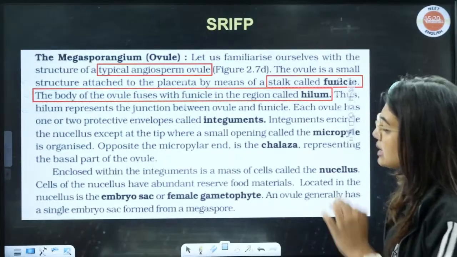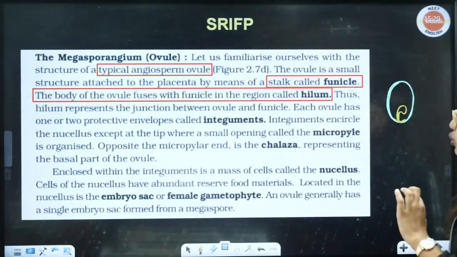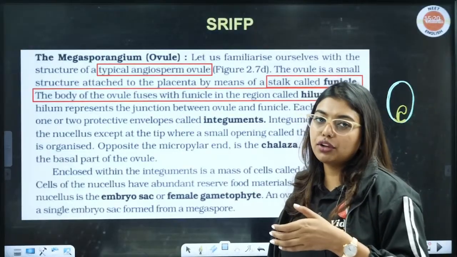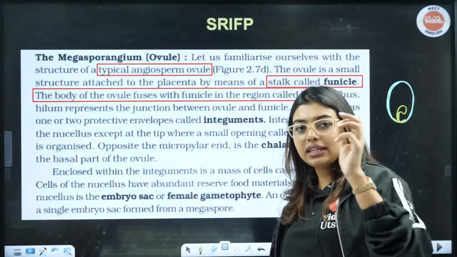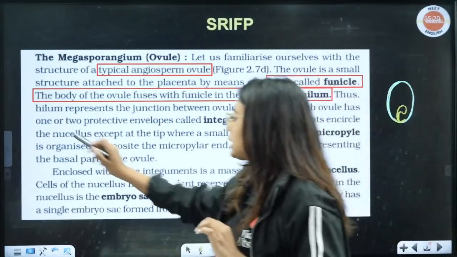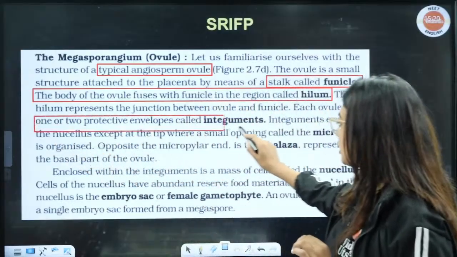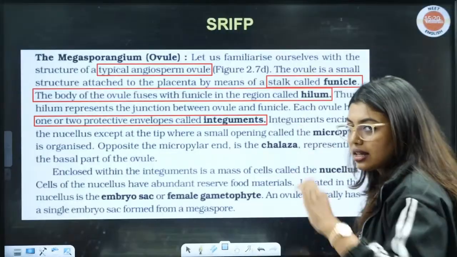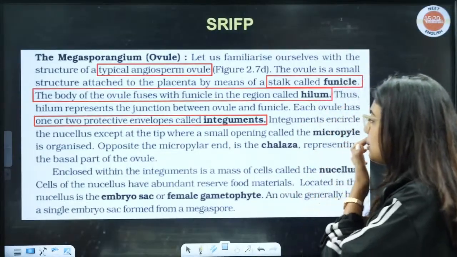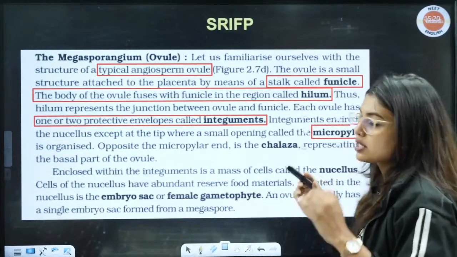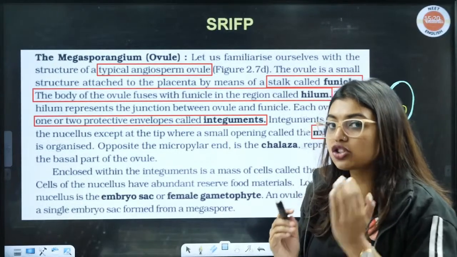Thus, hilum represents the junction between ovule and funicle. So you can write that hilum is a junction between ovule and funicle, or hilum attaches funicle to the ovule. Now, each ovule has 1 or 2 protective envelopes called integuments. Integuments encircle the nucellus except at the tip where there is a small opening called the micropyle.